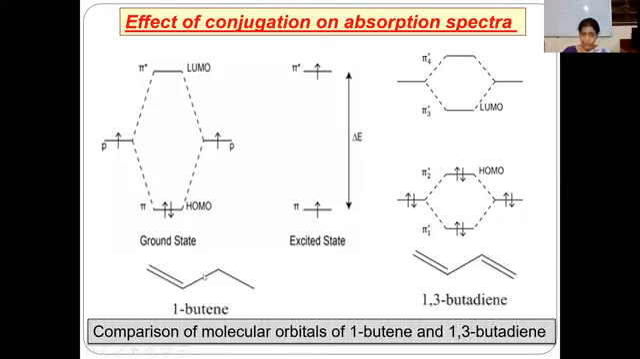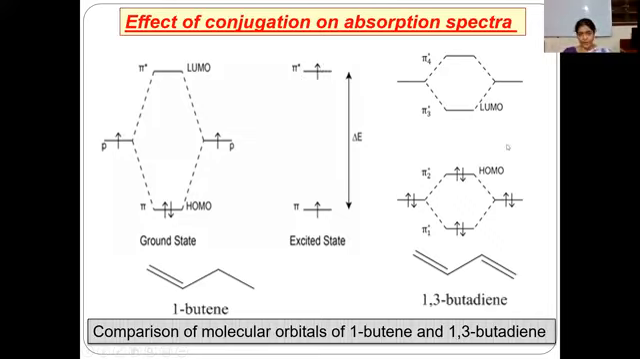When 1-butene is irradiated with electromagnetic radiation, the electrons present in the ground state pi orbital absorb energy and transit to the higher energy orbital, that is LUMO, the lowest unoccupied molecular orbital.